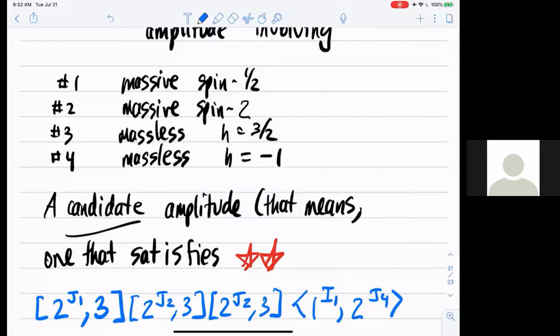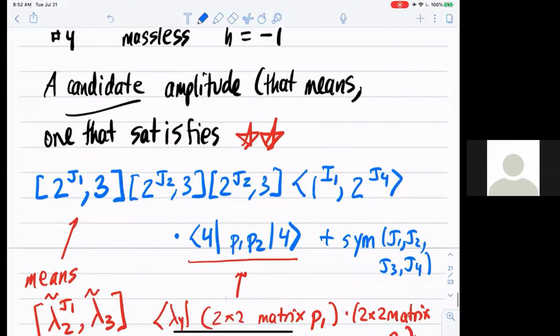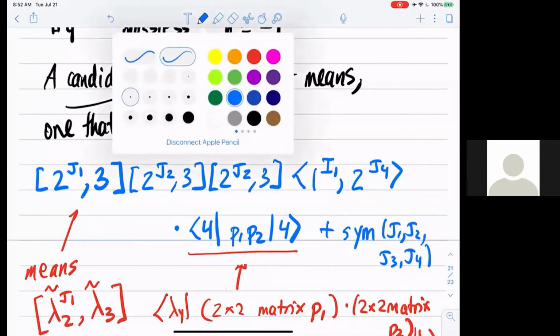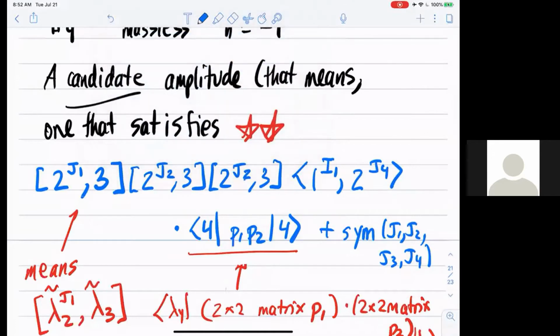Now, particle number 2 has spin 2, so it should be fully symmetric in four indices. Here we have J1, J2. I have J2 twice. That should be J3. J1, J2, J3, J4, and then I've manifestly fully symmetrized it.